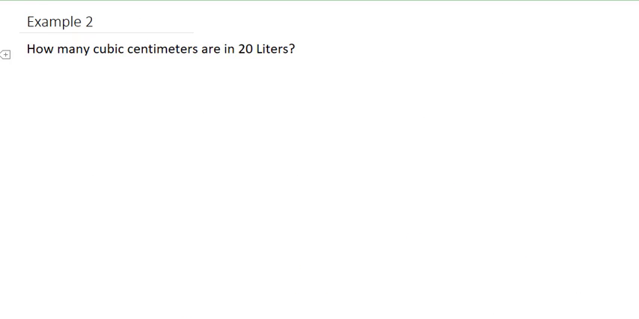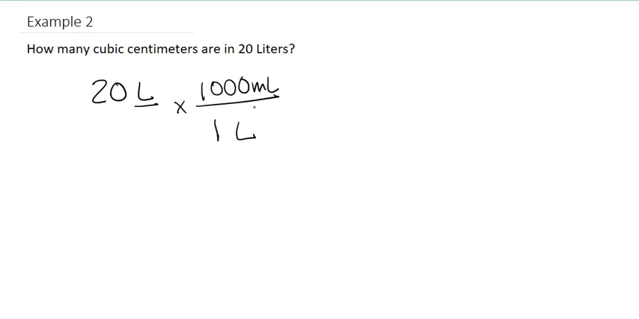How many cubic centimeters are in 20 liters? So now we're doing the reverse. So we're going from liters, and now we need to go to cubic centimeters. So we would take 20 liters. Then we know that this liter is right there, so we know we would need to put 1 liter on the bottom, and we'll use that unit conversion of 1,000 milliliters equals 1 liter. So this way we can cross out our liters and keep moving.